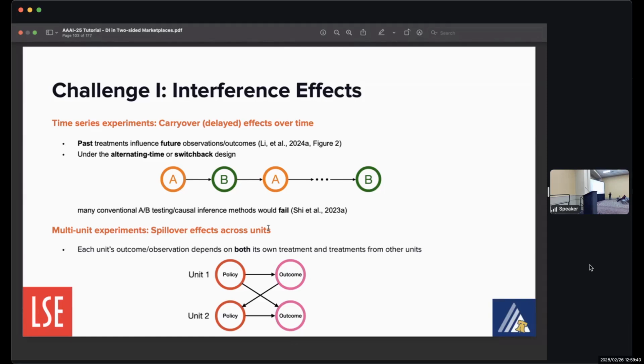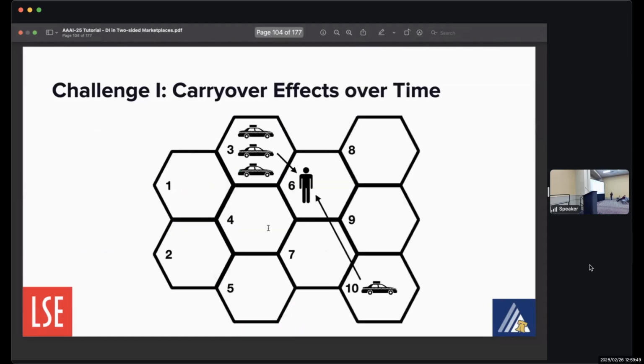And again, I will give you an example to illustrate why we have those spillover effects in these applications. Firstly, let me give you a very simple example to demonstrate why those carryover effects are likely to occur in two-sided markets. Again, we use ride sharing as an example.